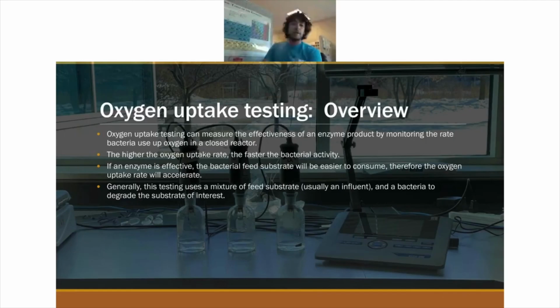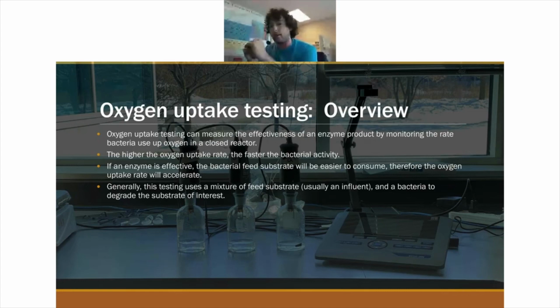So we do that here in a couple of different ways, and a lot of these methods could be used on site for wastewater plants. Oxygen uptake testing is a very nice, relatively simple to run method for analyzing the performance of an enzyme product. If the enzyme is effective on the substrate, you'll get more bacterial activity because substrates are easier to break down, and your oxygen uptake rate will increase, which directly corresponds to faster bacterial performance. So you can run this type of test.